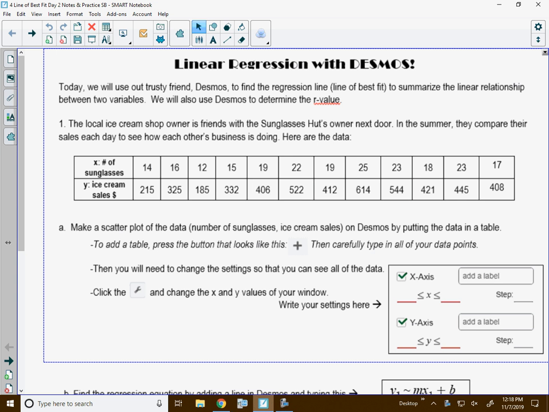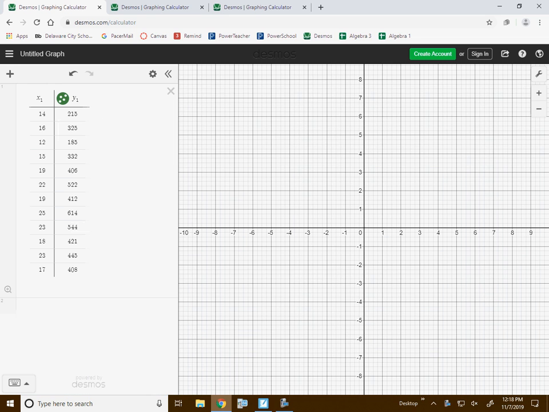So again, you're putting X and Y into Desmos, straight into a table. Once you get it done, it should look like mine up here on the board.